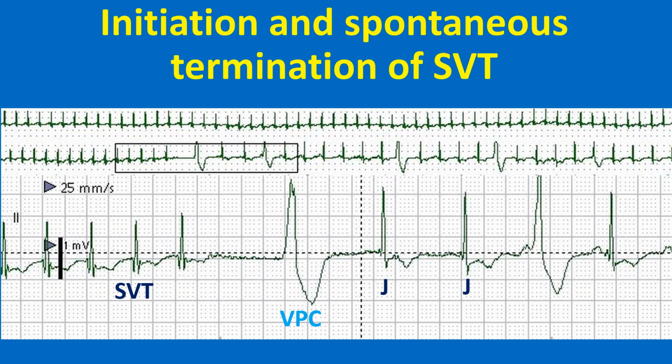Initial few beats are part of the supraventricular tachycardia. Termination of tachycardia leads to a short pause and ventricular escape beat, wide QRS. This is followed by two narrow QRS beats, the P waves of which are not well seen, possibly low amplitude P waves or junctional beats.